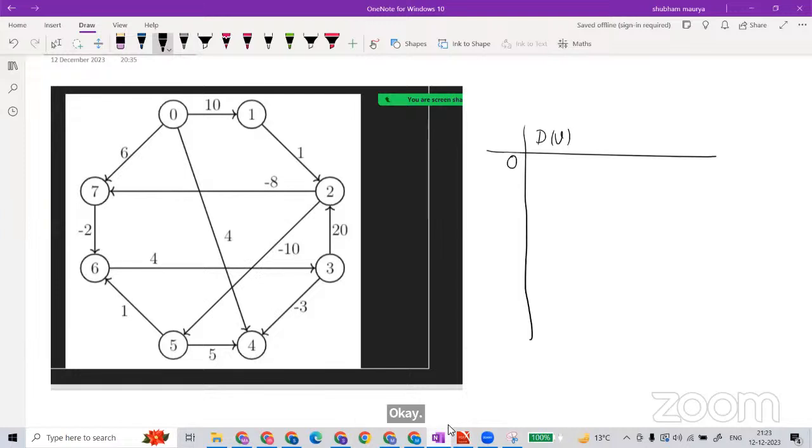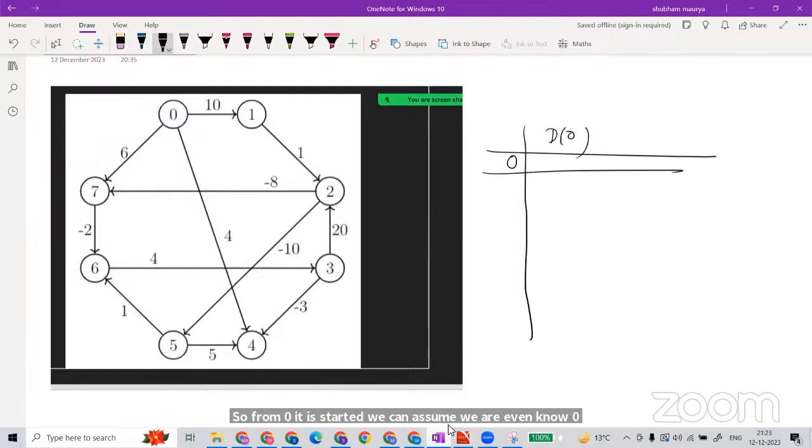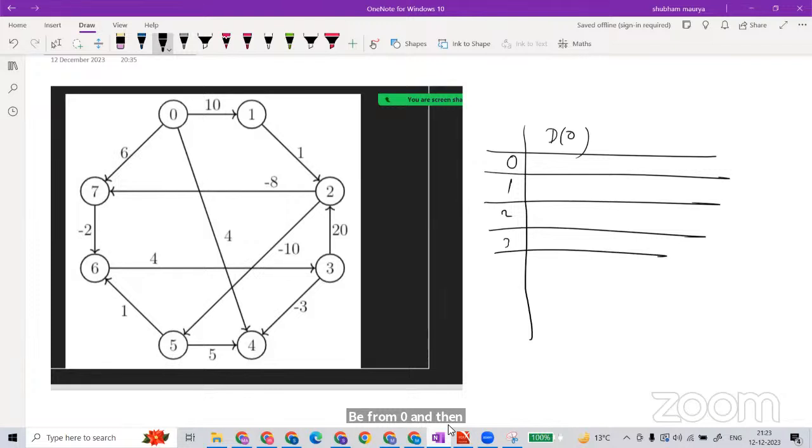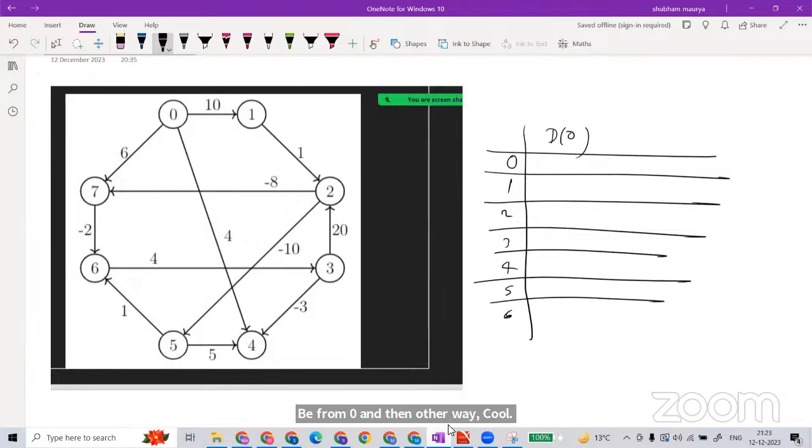So from 0 it is started. We can assume V or even 0 is there. From 0 we are taking, and the other vertices are 1, 2, 3, 4, 5, 6, 7. Only 7 vertices we have.